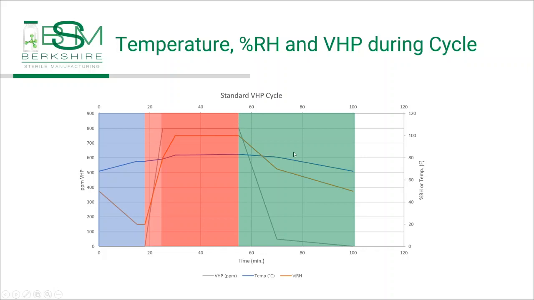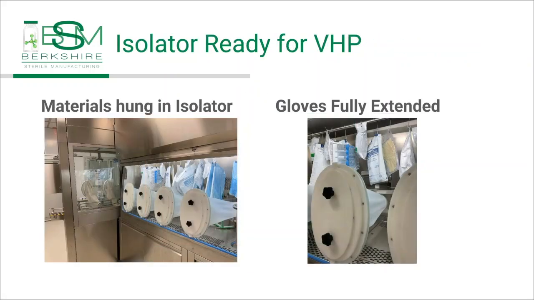Once that's done, we go into aeration. We stop pumping vaporized hydrogen peroxide and turn on the fans, start pushing air through the system. This is typically exhausted to the outside. You'll see the VHP levels drop very rapidly. Also, the humidity drops rapidly, and the temperature will drop rapidly. You may see a slight increase in temperature during the conditioning and the decon, because you're spraying in a hot vaporized hydrogen peroxide and water gas.